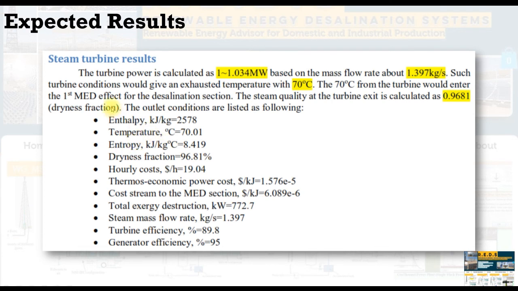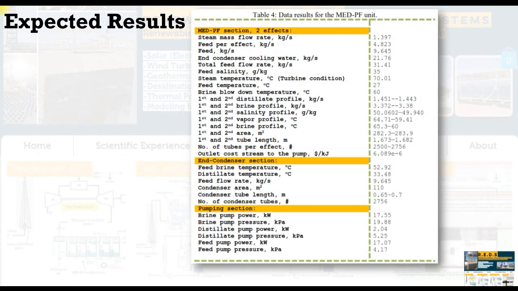And this is the steam turbine: enthalpy, outlet temperature, drainage fraction, hourly costs, total exergy destruction rate, and so on. It's around 1 megawatt of power with around 1.4 kilogram per second flow rate. For MED, you have to watch steam mass flow rate, feed per effect, the condenser cooling water, first effect distillate profile, brine profile. This is the brine profile. It's from 65 down to 60 because we assigned this one. I'm sure we can change the number of effects. You can watch this from previous videos and so on.